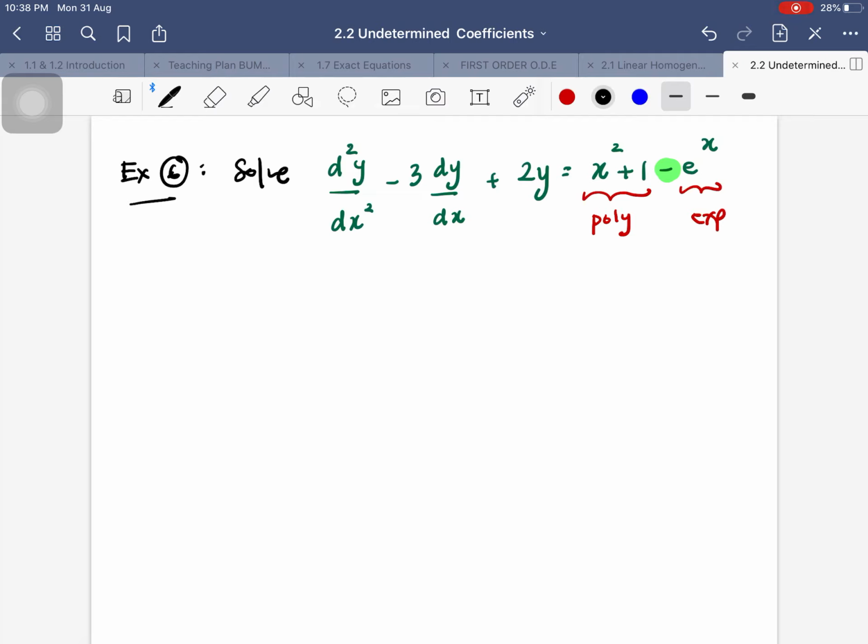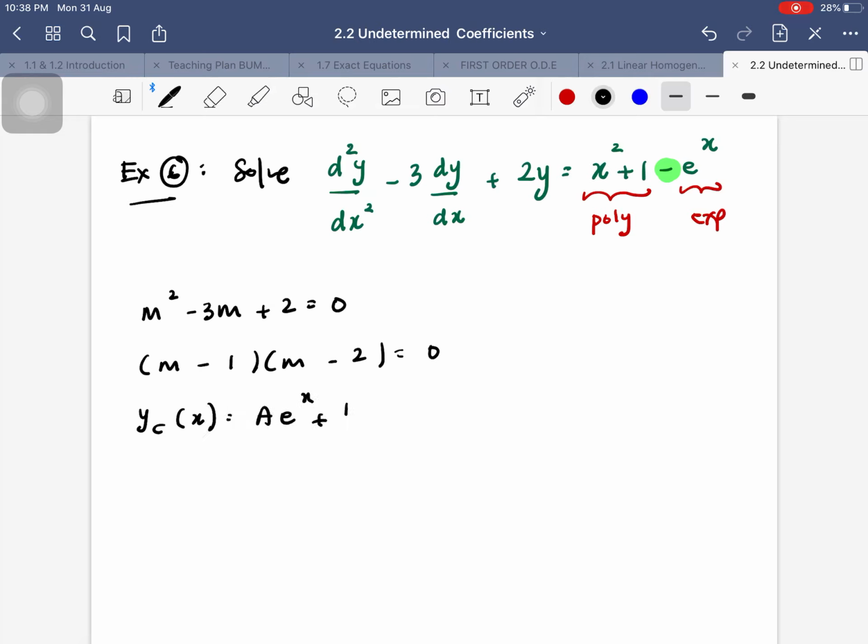First of all, I'm going to start by finding the yc. For this case, I'm going to have m squared minus 3m plus 2 equals 0. This is going to be the case of distinct roots. So I'm going to have 2 and 1, so minus and also a minus. For which I'm going to write that my yc of x, because my variable is x, is going to equal a exponential of x plus b exponential of 2x. So that is going to be my yc.